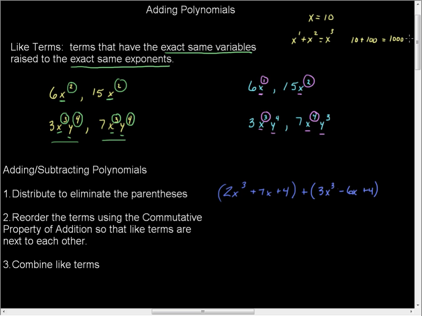Well, that doesn't make any sense, mostly because 10 plus 100 is 110, which is not 1,000. Okay, this is the common mistake. This is bad. Don't do that. It doesn't work that way.